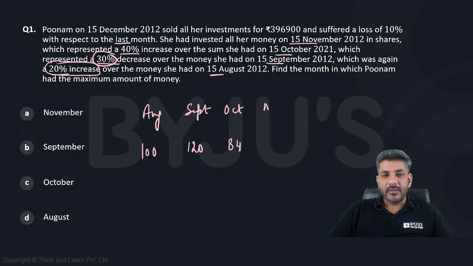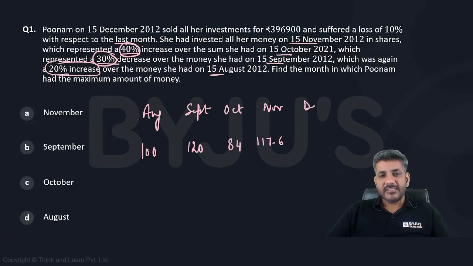Then in November, what has happened? The money further increased by 40%. So 84 plus 40%. So I just have to multiply it by 1.4. Whenever there is an increase of 40%, you multiply by 1.4. So 1.4 into 84, 14 4s are 56, that is 5, and 14 5s are 70. 14 8s are 112. 112 plus 5 is 117. So 117.6 was the amount in November.